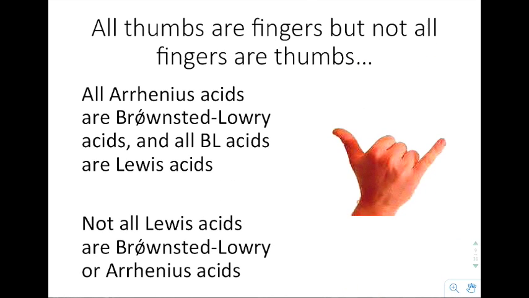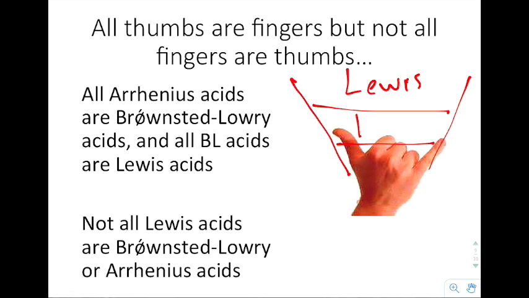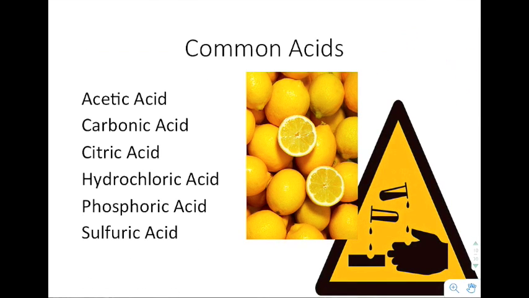Now, we have the rule that all thumbs are fingers, but not all fingers are thumbs. So whenever you look at this, all Arrhenius acids, you can think of them in degree of specificity. Lewis is the most broad, Bronsted-Lowry is next, and Arrhenius is the most narrow definition. So all Arrhenius acids are Bronsted-Lowry acids, which are Lewis acids. But not all Lewis acids are Bronsted-Lowry acids, and not all are Arrhenius acids. So because of that, you need to know which is the most specific definition that you can apply to a certain substance.